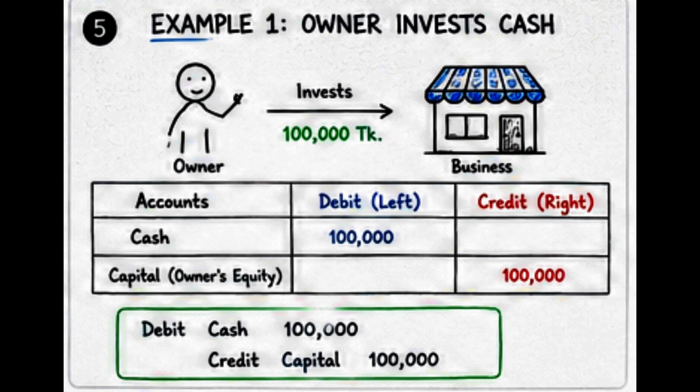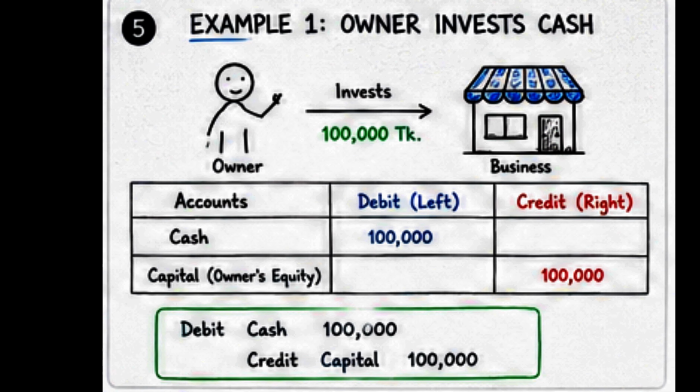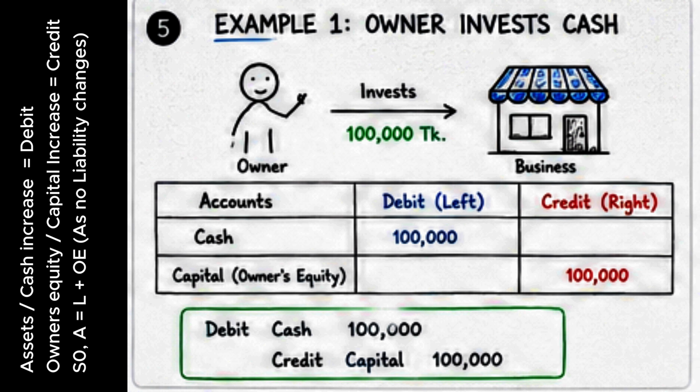Now what is the journal entry? The journal entry will be debit cash with 1 lakh, and we will credit the capital with 1 lakh. Simple. One account increases on the debit side, another increases on the credit side. The asset is increasing and the owner's equity is increasing. So the equation is leveled.